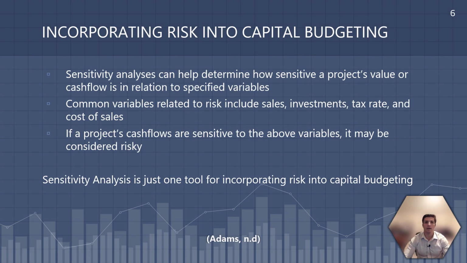Sensitivity analyses can help determine how sensitive a project's value or cash flow is in relation to specified variables. Common variables used to determine risk for capital budgeting purposes are sales, investments, tax rate, and cost of sales. If a project is sensitive to any of those variables, it may be considered risky, and further research may be needed to determine if the project is worth taking.